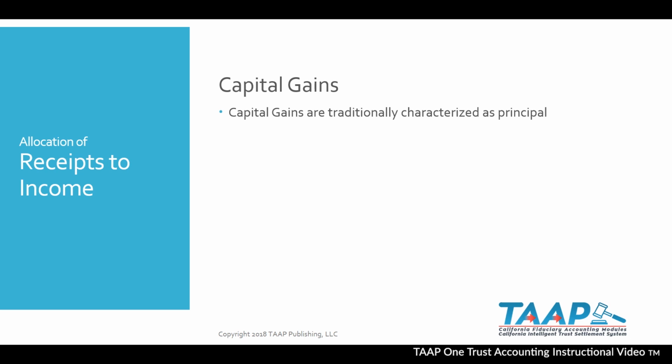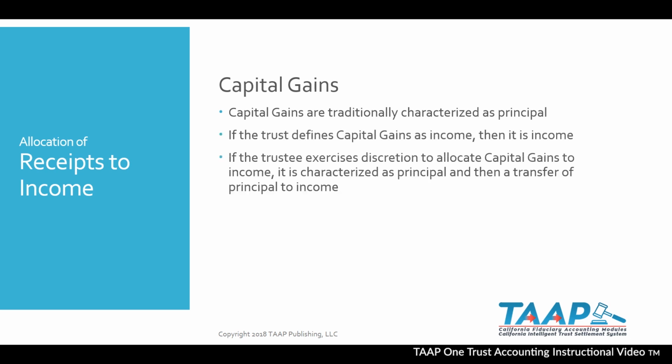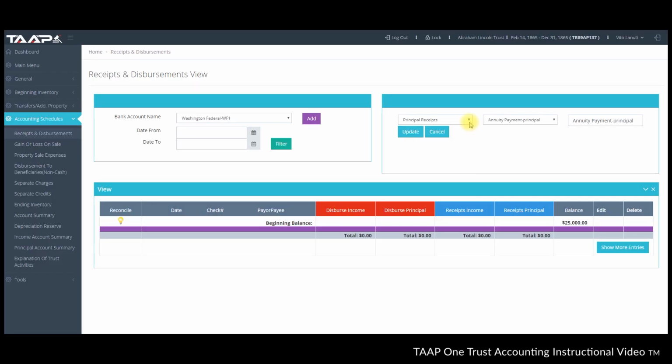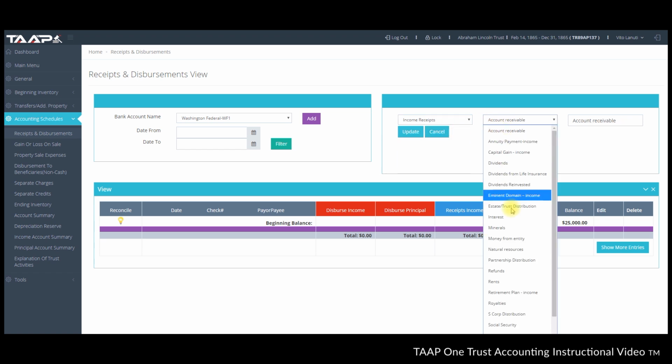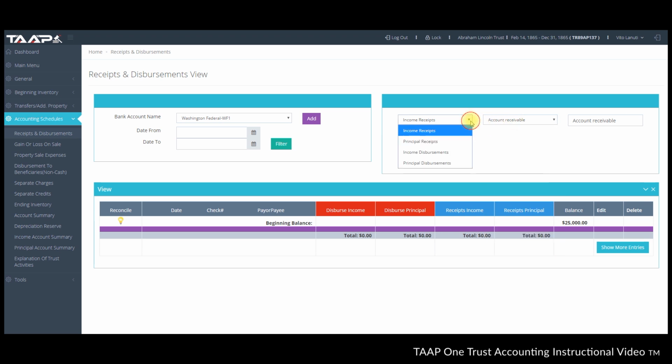Although capital gains are traditionally characterized as principal, if the trust defines capital gains as income, then it is income. Now, returning to Abe's trust, we look at our income receipts, and you can see there are our rents. Here is capital gain income. So if you do receive capital gains and the trust designates them as income, you have that category. Our dividends, very, very common, all listed in the income receipts.